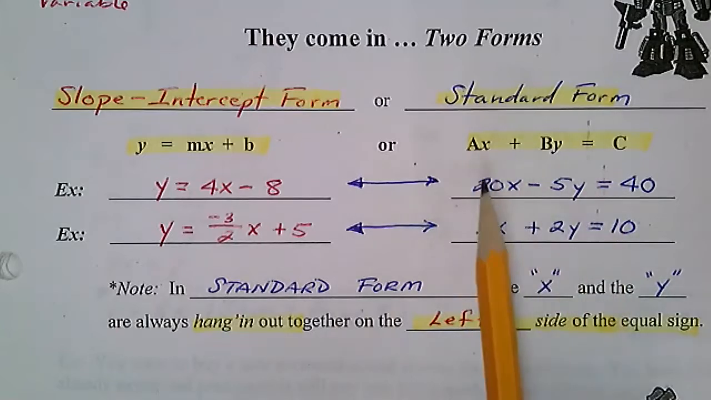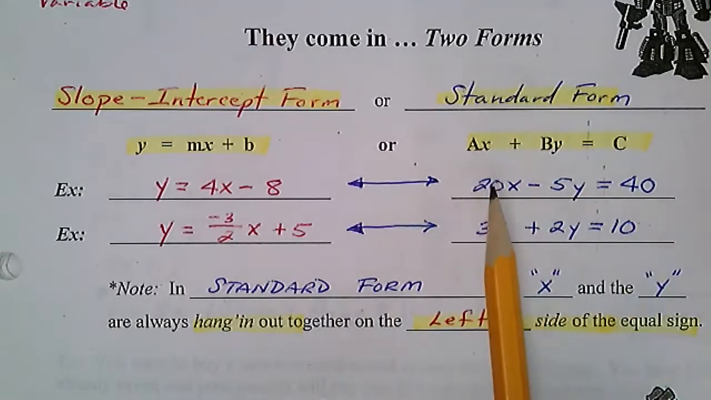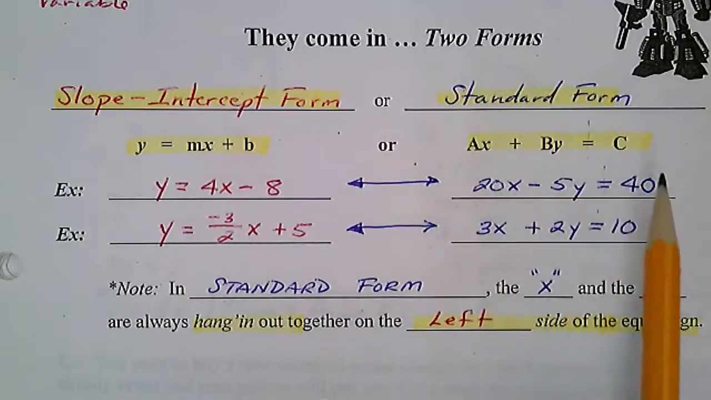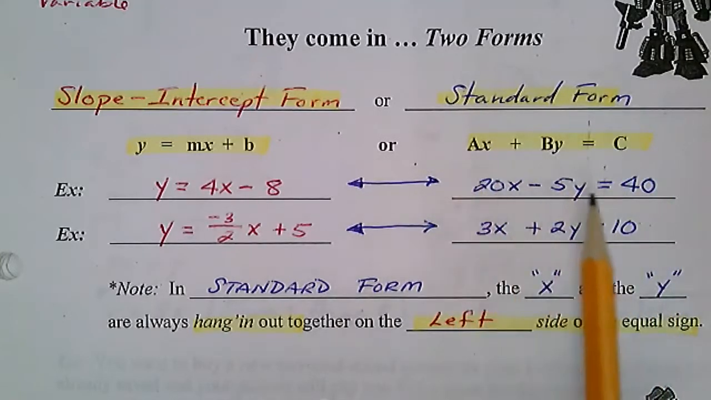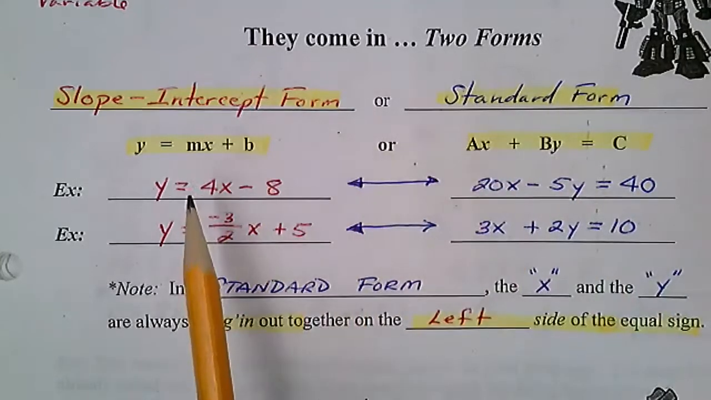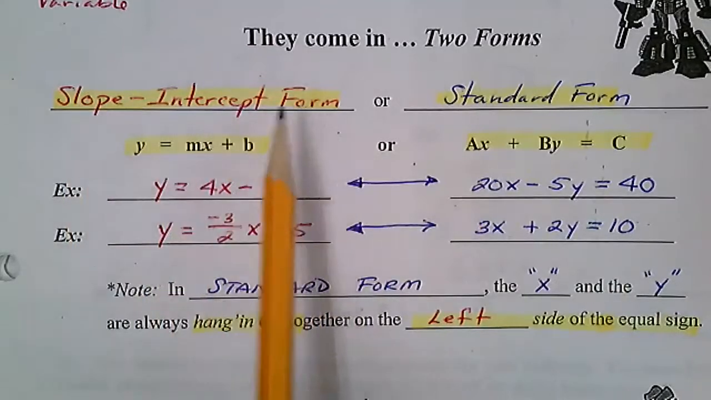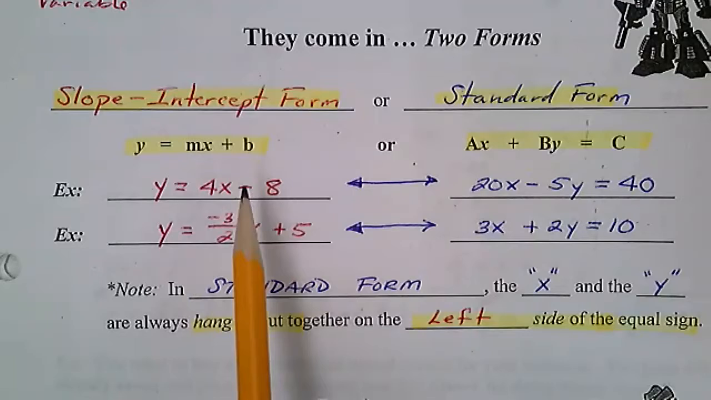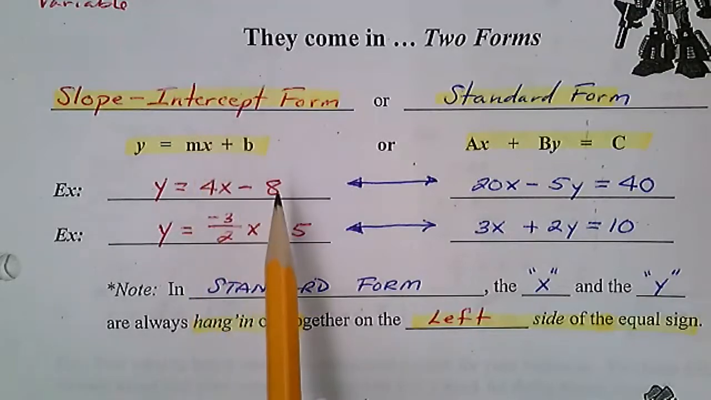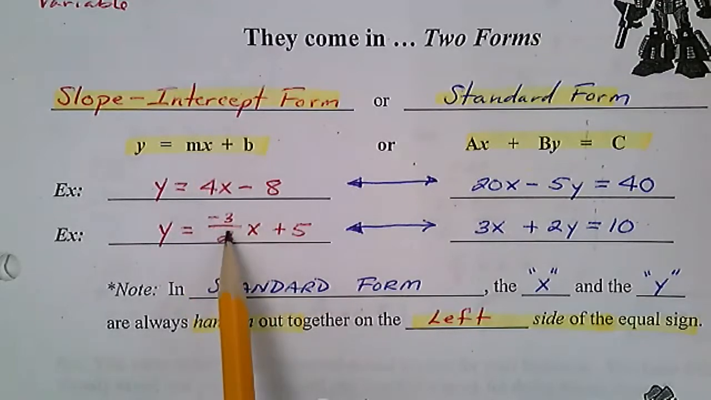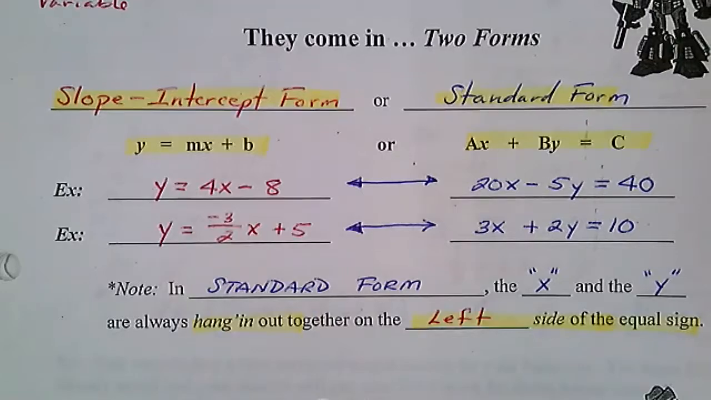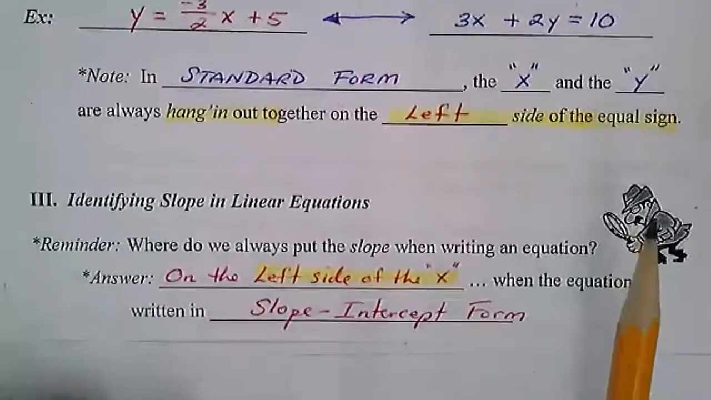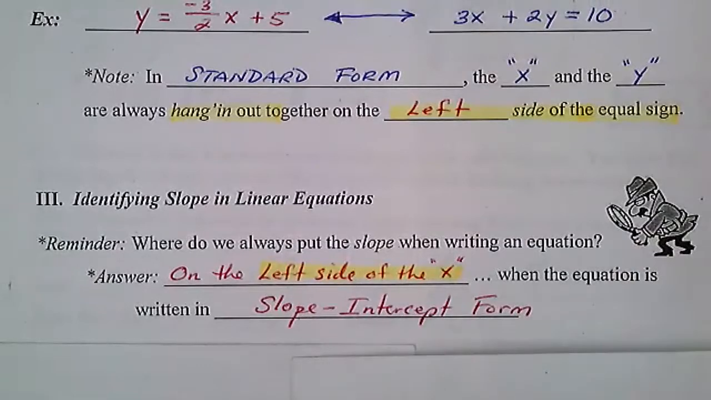If you look up here in this example, 20 is not your slope because this is in standard form. We have to transform it. So that's what we're going to practice. We're going to take this and transform it so that we're in slope-intercept form, and that way we can find our slope. There's our slope and there's our intercept. We haven't learned about intercepts yet. There's our slope. So it only works in slope-intercept form, okay?